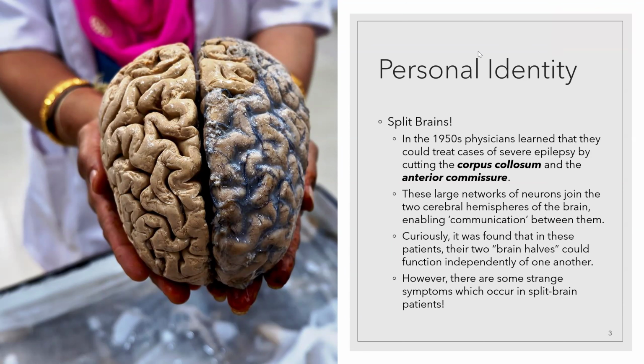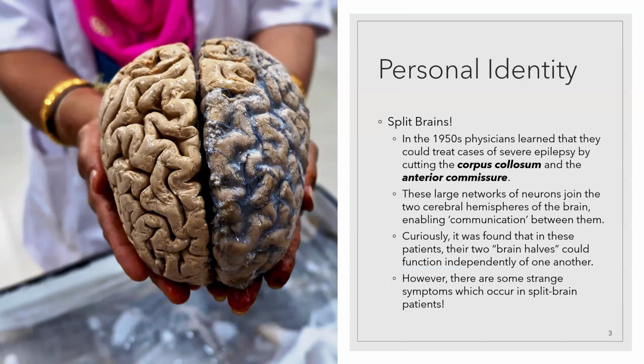Back in the day, if you had very, very severe epileptic seizures, one of the treatments that we could do would be to sever the corpus callosum and the anterior commissure. So these are big bundles of nerves that join the two cerebral hemispheres, the two hemispheres of your brain, as you can see pictured here. So these are the two cerebral hemispheres, and you can't see the corpus callosum, but it would be deep in the brain, somewhere down the midline here.